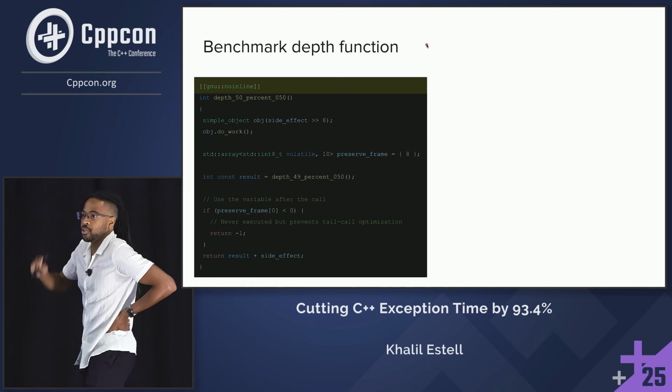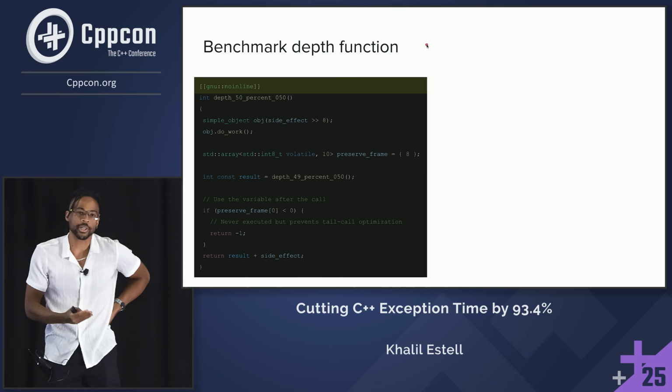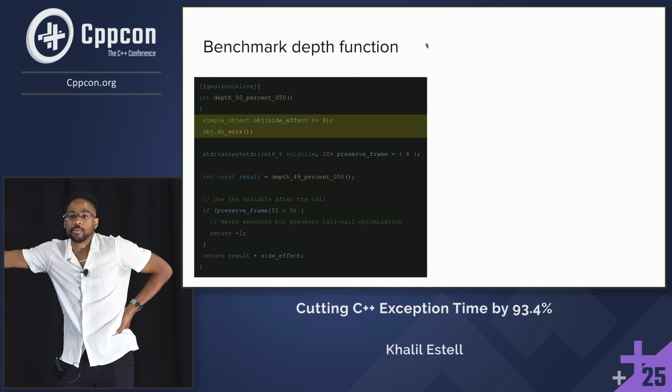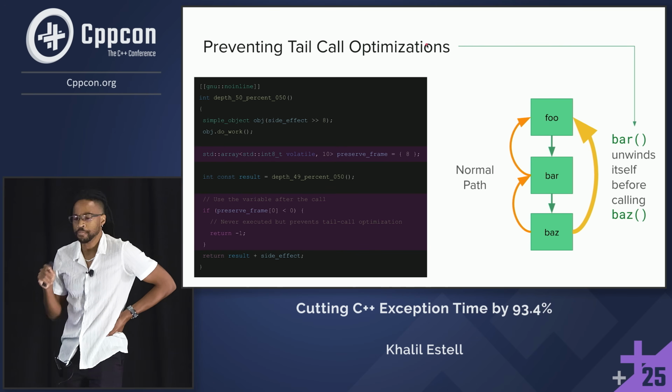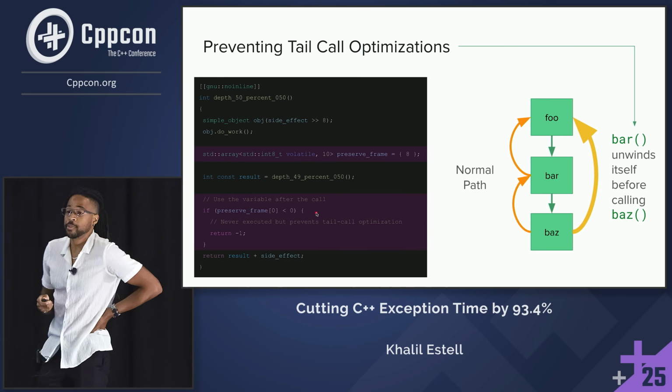So I want to make sure each one of these functions is noinline so I can see how long it takes when you cannot inline things, because I think that's very important, because that's the worst case you'll have to expect. Here's the object on the stack. It does some stuff. And then more importantly, I have this array here of volatile bytes and a little check at the end here. The whole point of this is to prevent tail call optimization.